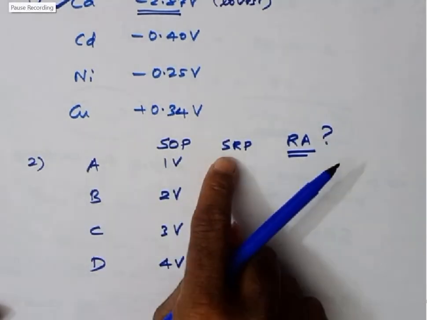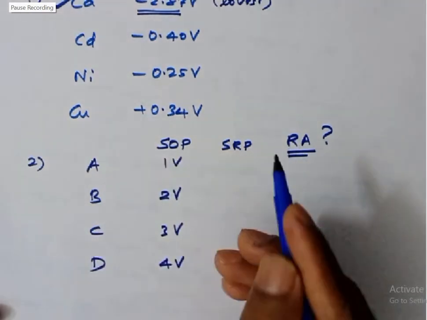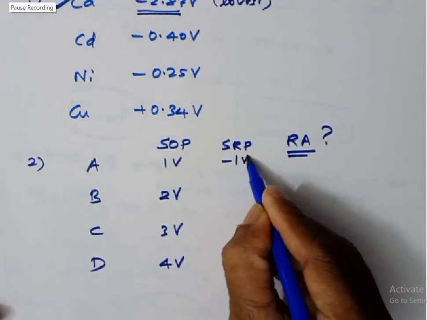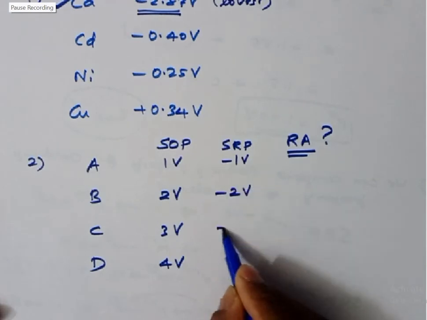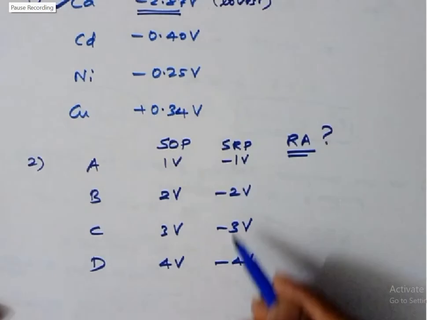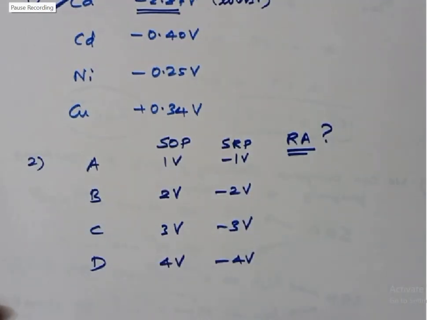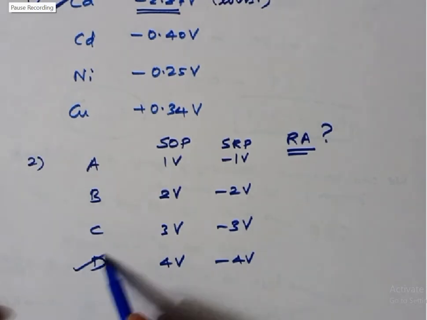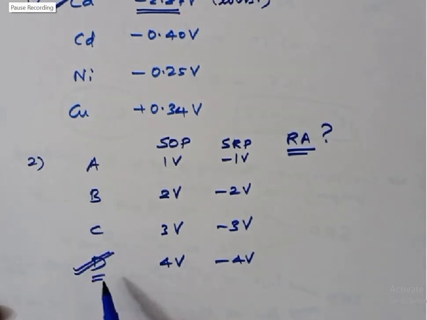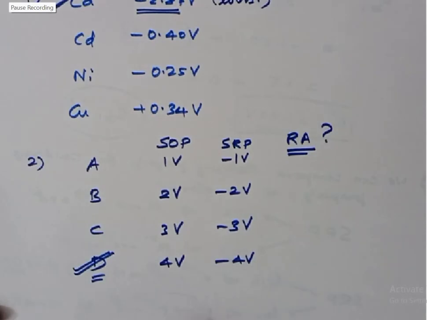The SOP values are given. What you have to do, first you find the SRP values. What is the SRP value? Just change the sign, that's all. Minus 1 volt, minus 2 volt, minus 3 volt, minus 4 volt. Now see, among these 4, which is the lowest value? Minus 4. Therefore D can act as a good reducing agent among the 4.